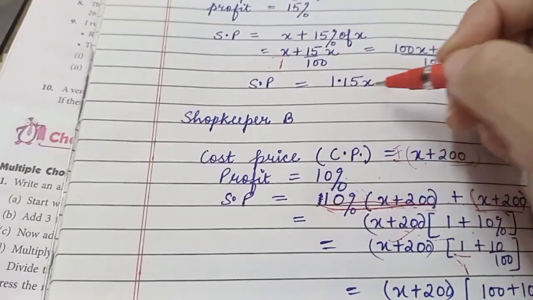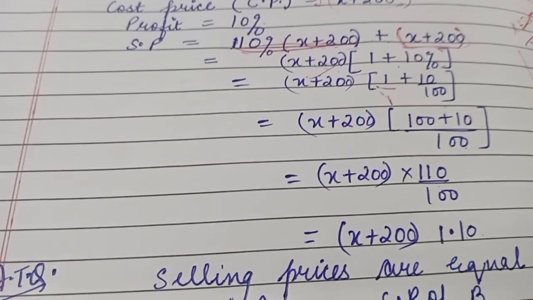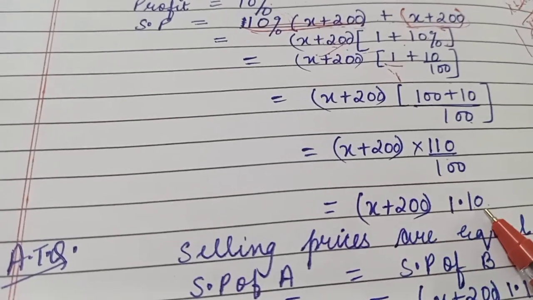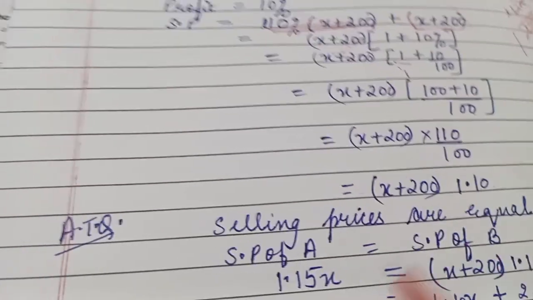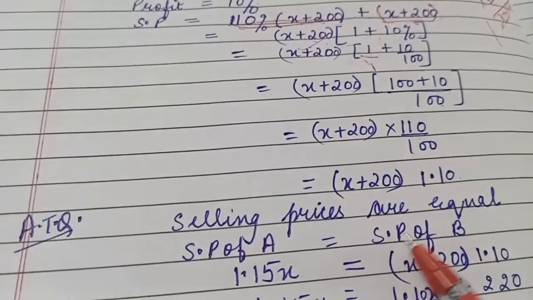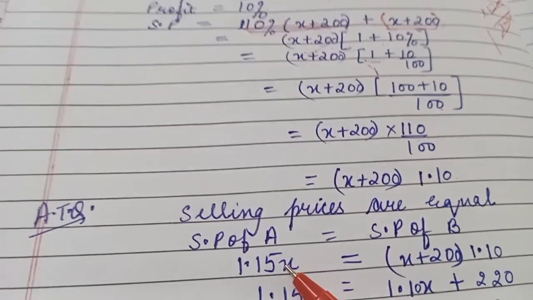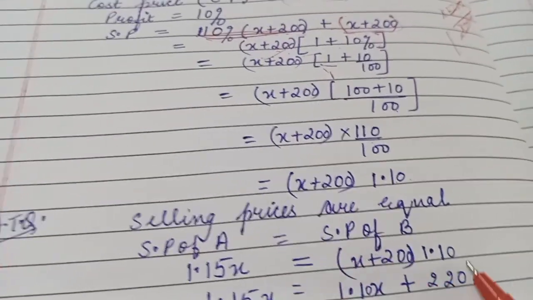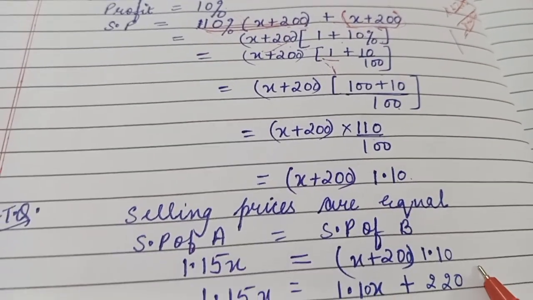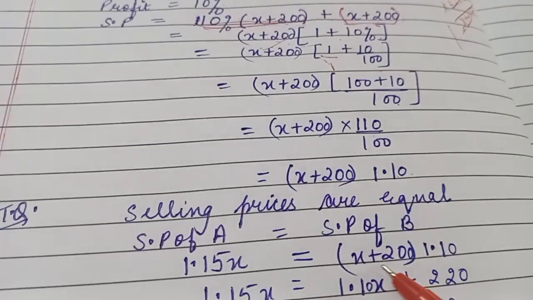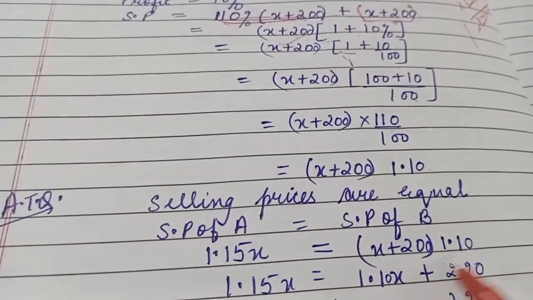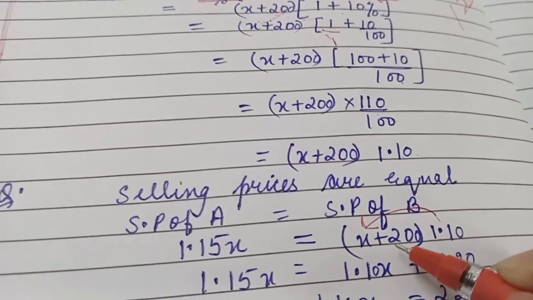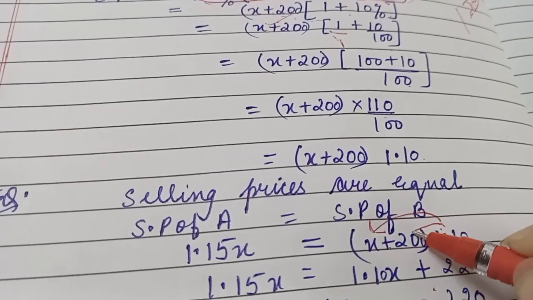Now what we have got is the selling price for A and the selling price for B. According to the question, selling prices are equal, yes or no? In the question it is given. So selling price of A equals selling price of B. For A, what is the selling price? We got 1.15x equals to this bracket 1.10. Got it? What do you have to do now? You have to open this bracket by the distributive property. 1.1 multiply by x, then plus 1.1 multiply by 200.